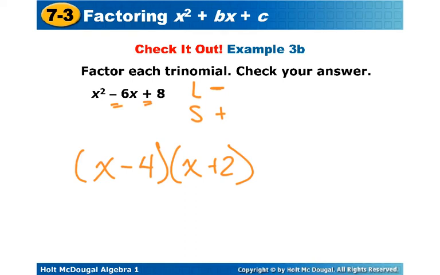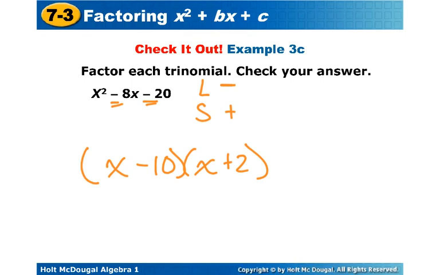Example 2, you have the quantity of x minus 4 times the quantity of x plus 2. And then the last one, you have the quantity of x minus 10 times the quantity of x plus 2.